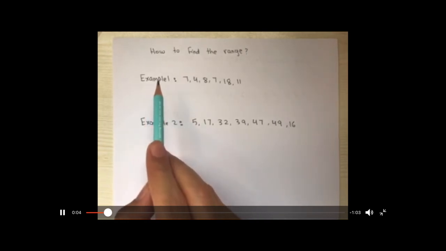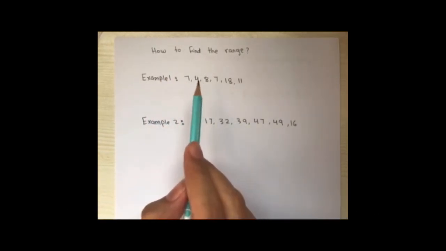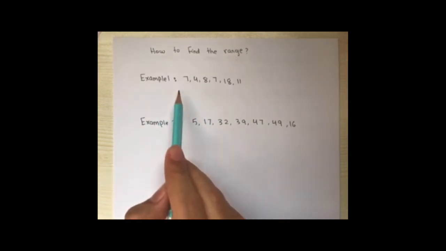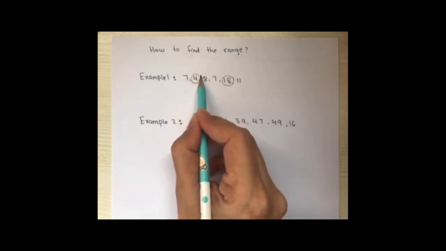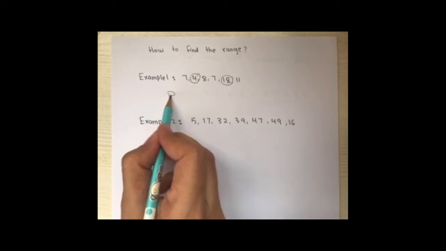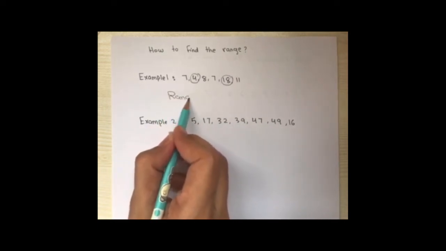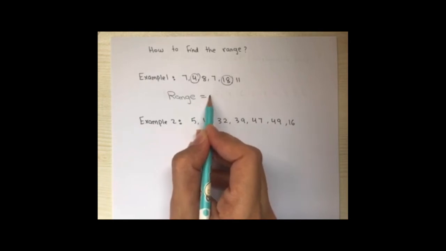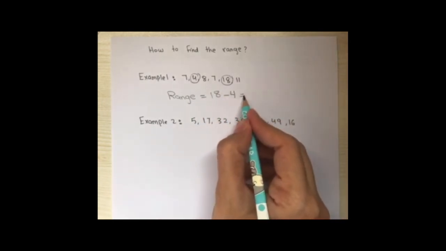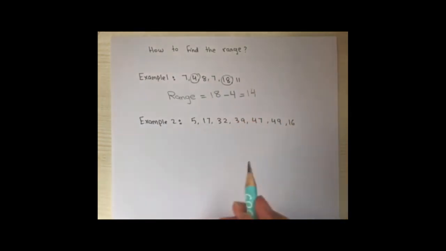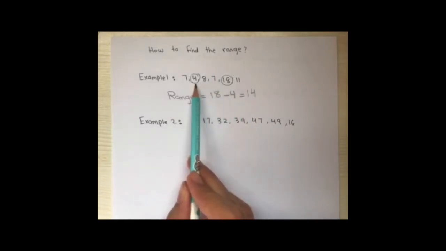To find the range, we just subtract the greatest value and the lowest value. In the first example, we can see that 18 is the greatest value and 4 is the lowest value. So the range equals 18 minus 4. The answer is 14. Very simple. So just subtract the greatest value minus the lowest value.